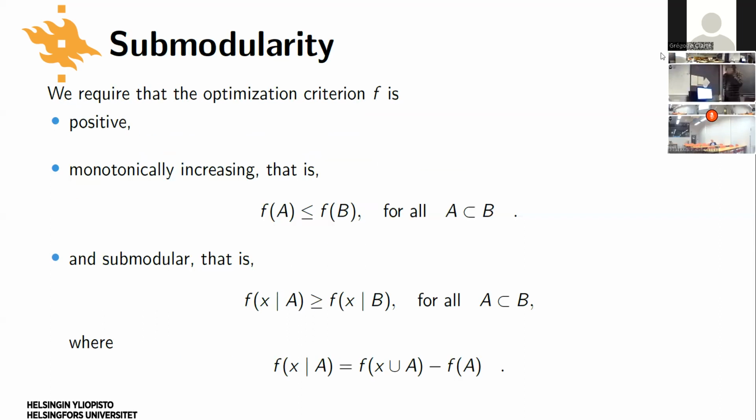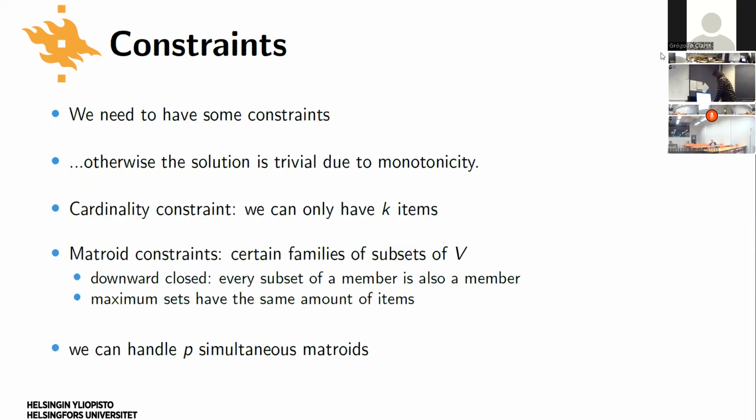A few words about the actual constraints. We do need a constraint because if we didn't have any constraint, then the optimal solution would be just the whole set, because the function is monotonic. We can just dump the whole universe minus the deleted set in our solution, and that would be the solution. So we need some constraints on that. A very typical constraint would be a cardinality constraint. So say that, okay, you can only have k items in your solution. There are some more general constraints, which we will also look at.